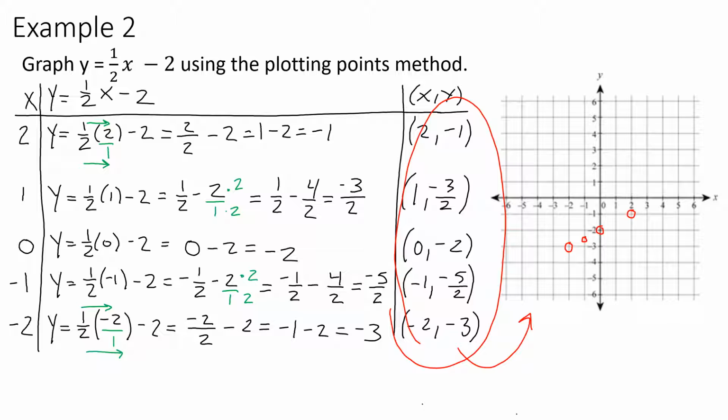But when I look at those points, I can see that they are a straight line. So I'm going to draw a line through those points. And that is the graph of y equals 1/2 x minus 2. And we graphed it using the plotting points method.